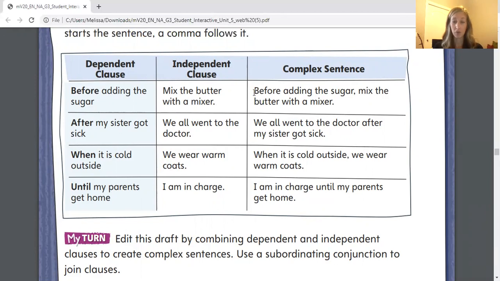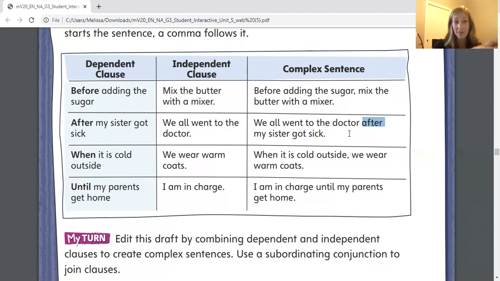So if we want to combine them to make a complex sentence, we would have to say, before adding the sugar, comma, mix the butter with a mixer. So you can always remember that if that dependent clause starts your sentence, you need a comma after it before your independent clause. For example, after my sister got sick, cannot stand alone. I could say we all went to the doctor. So to combine those two, I could say we all went to the doctor after my sister got sick. And I use the word after to turn that into a complex sentence.